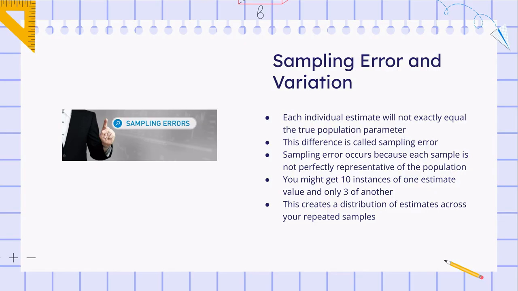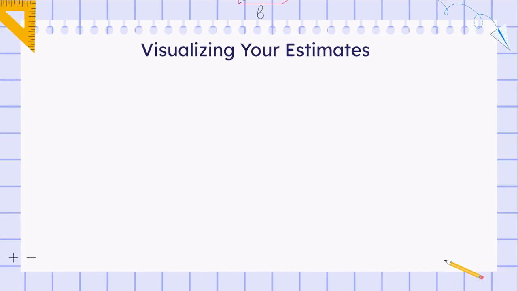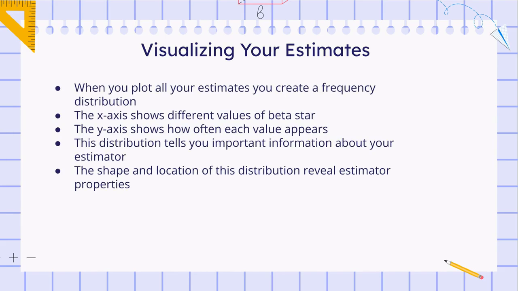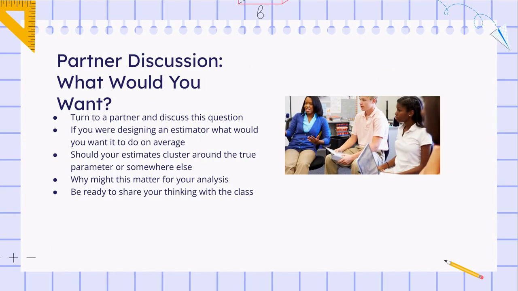The result is a distribution of estimates across your repeated samples. When you plot all your estimates, you create a frequency distribution. The x-axis shows the estimates, and the y-axis shows their frequency. The shape and location of this distribution reveal important information about your estimator's properties. If you were designing an estimator, what would you want it to do on average? Should your estimates cluster around the true parameter, and why does this matter for analysis?